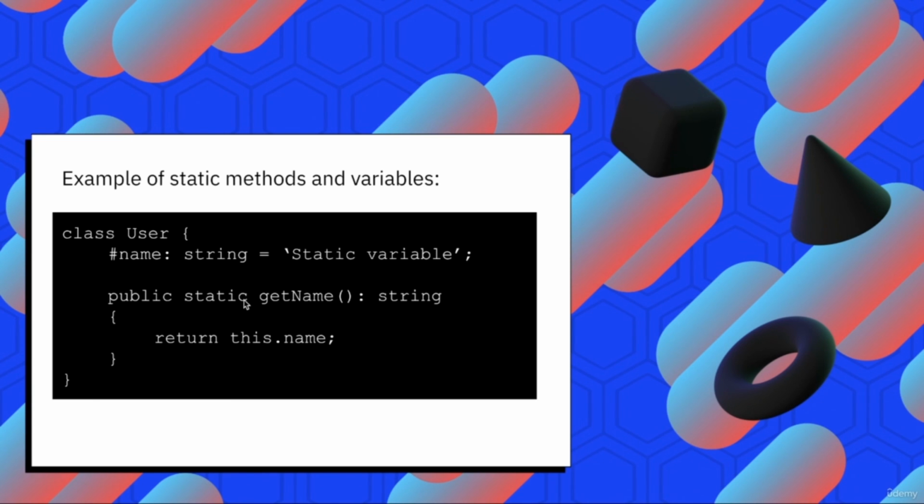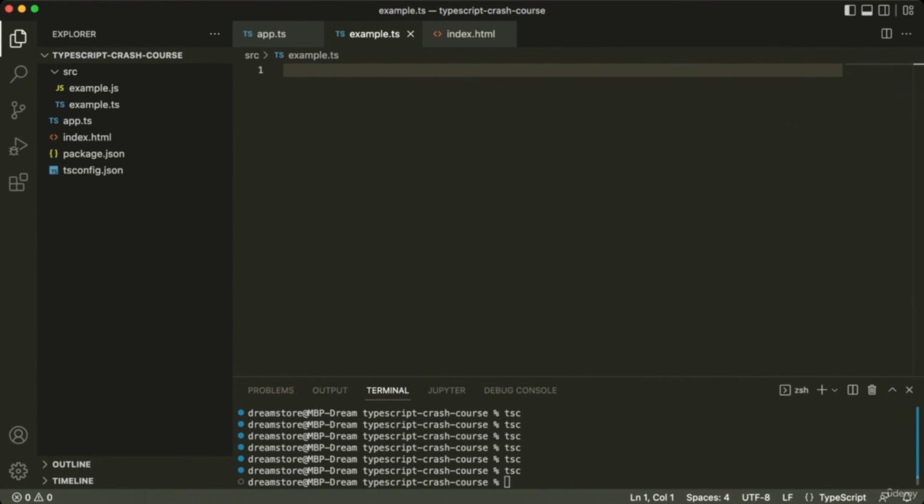So now let's move on to Visual Studio Code, and let's make one example. In this section we're going to talk about how to use static methods in TypeScript classes. Maybe you already know that static methods and variables are methods or variables that you can call without creating a new object of the class.